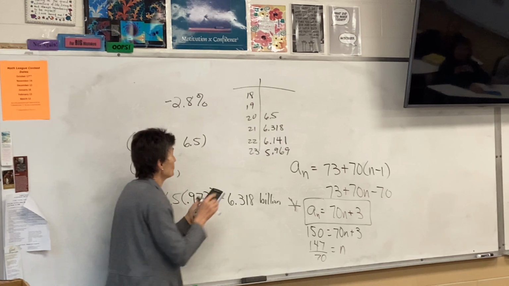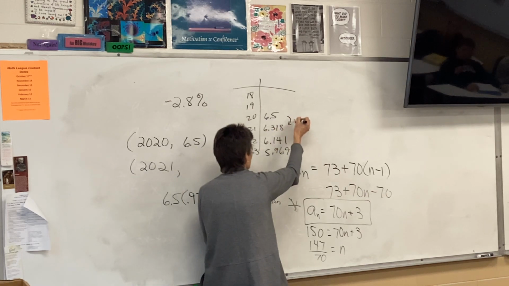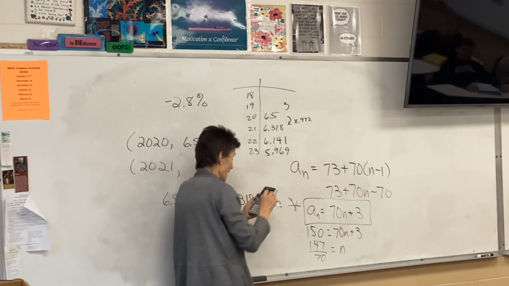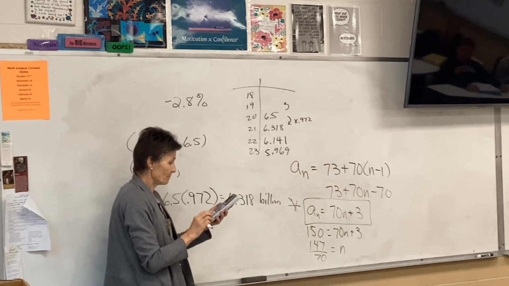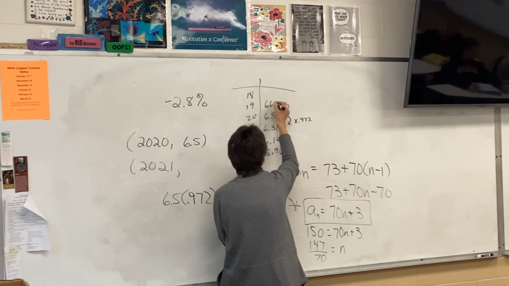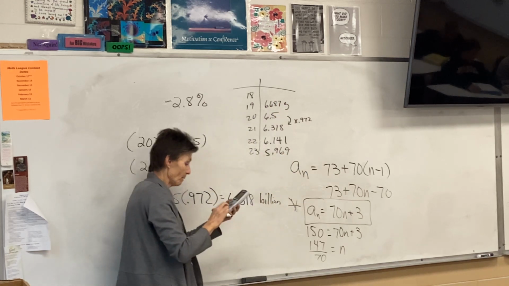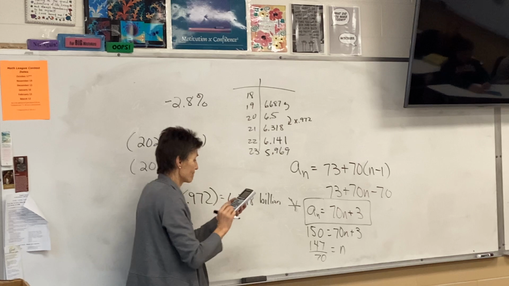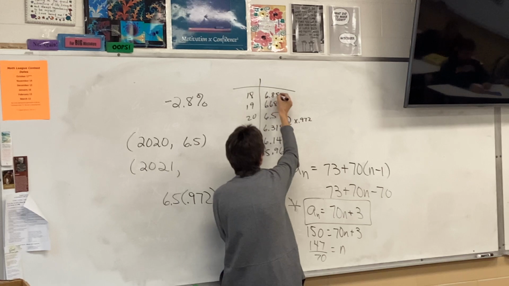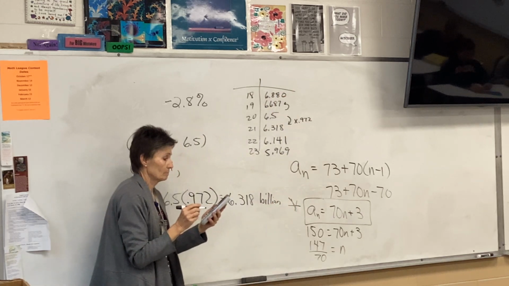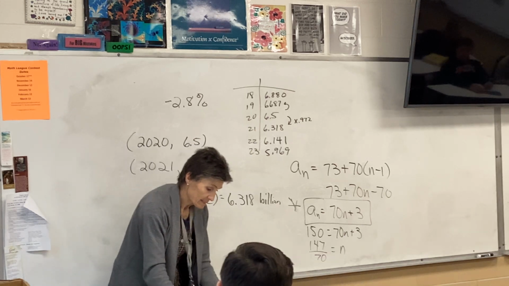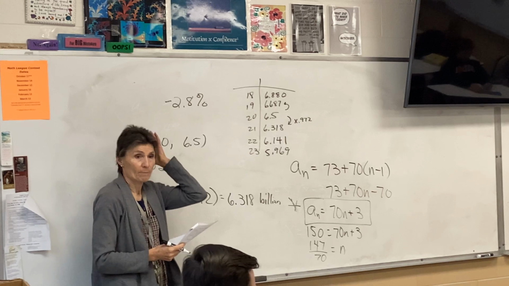How about the other direction? How am I going to go backwards? To go to here, I times by 0.972. How am I going to go this way? Divide, so 6.5 divided by 0.972, 6.687, and then divided by 0.972, 6.880. Does anybody have a question about where those numbers came from?